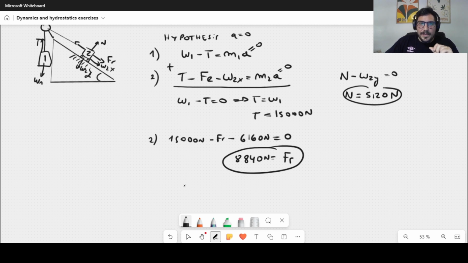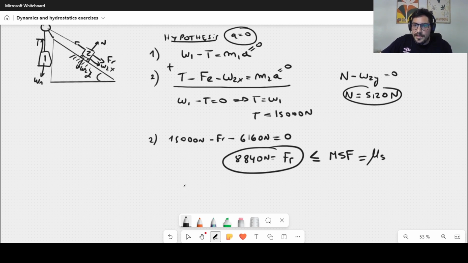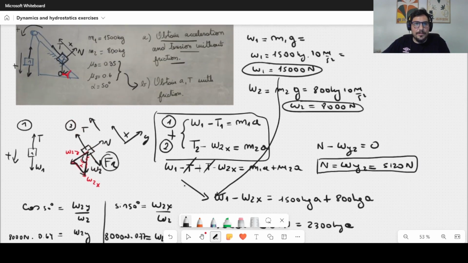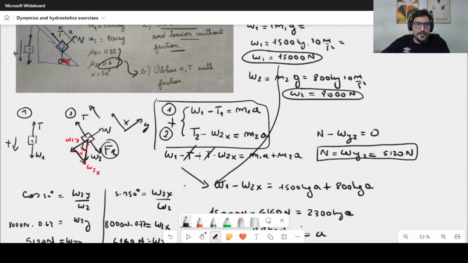Okay, but we know that each surface has a maximum possible friction, because friction can be lower or equal to the maximum static friction. Now we are under static conditions in this hypothesis. The object doesn't slide and acceleration is 0. What is maximum static friction? It is the static friction coefficient times the normal. So the normal, we have the value 5,120, and the static coefficient, well, we have it here at the very beginning. It is 0.6.